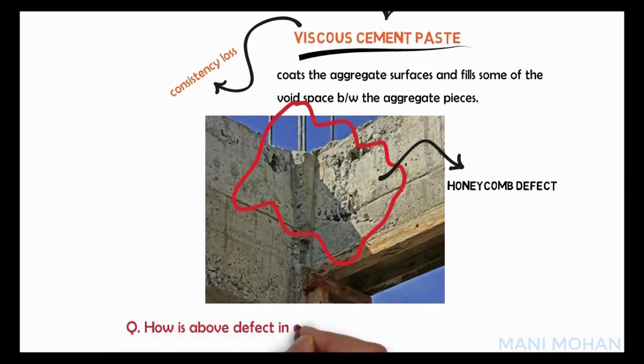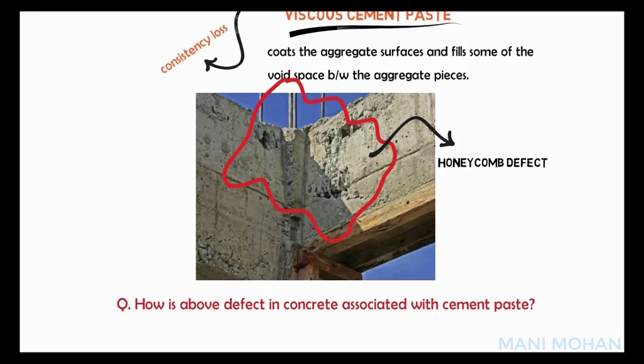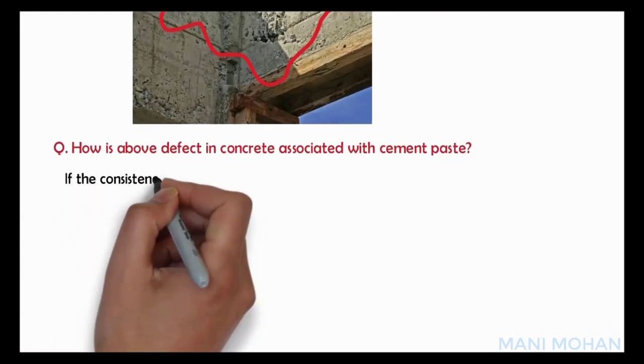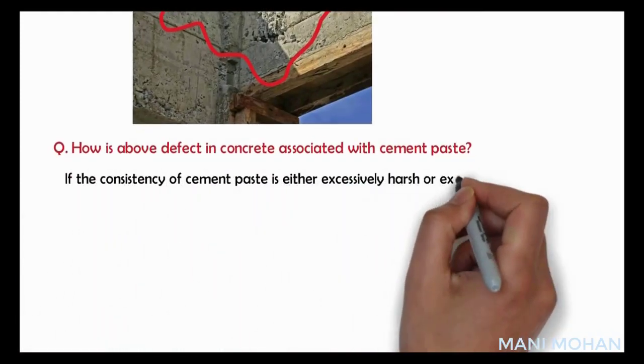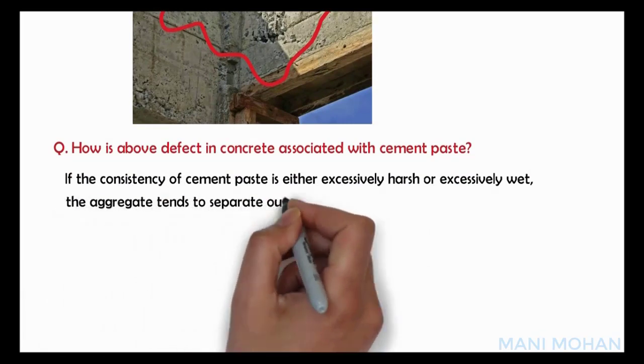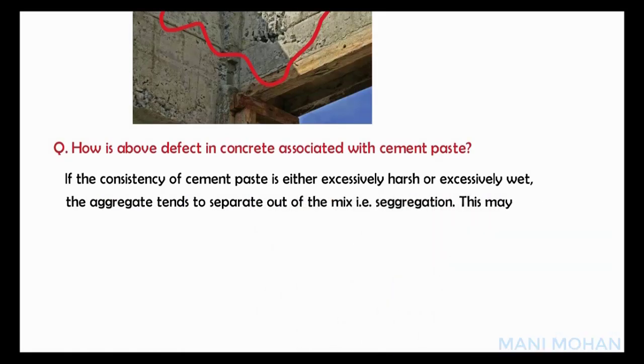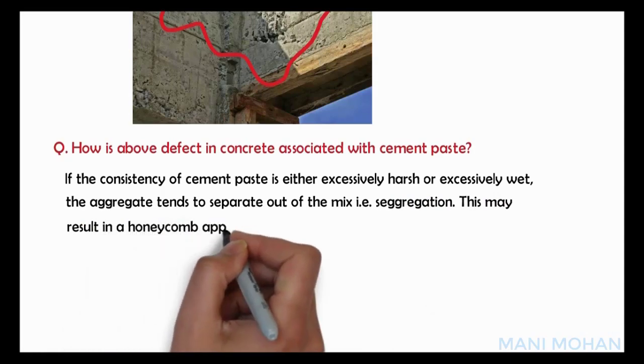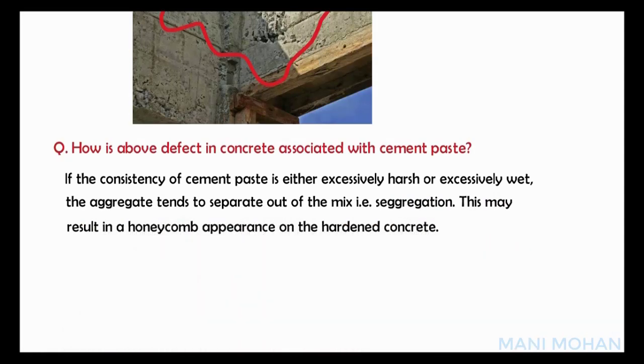So the question comes, how is this kind of defect associated with cement paste? Well, if the consistency of cement paste is either excessively harsh or excessively wet, the aggregate tends to separate out of the mix, that is segregation, which may result in a honeycomb appearance on the hardened concrete.